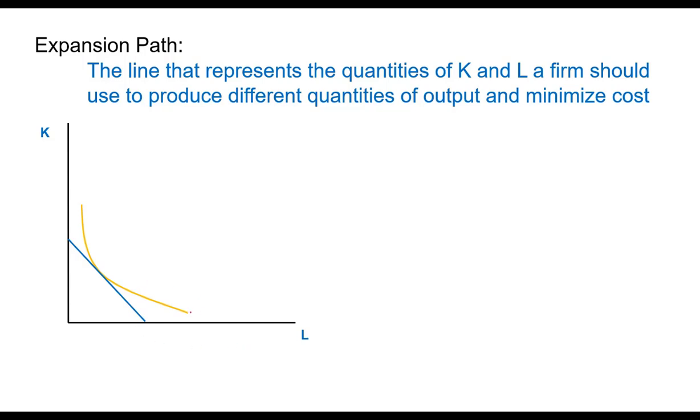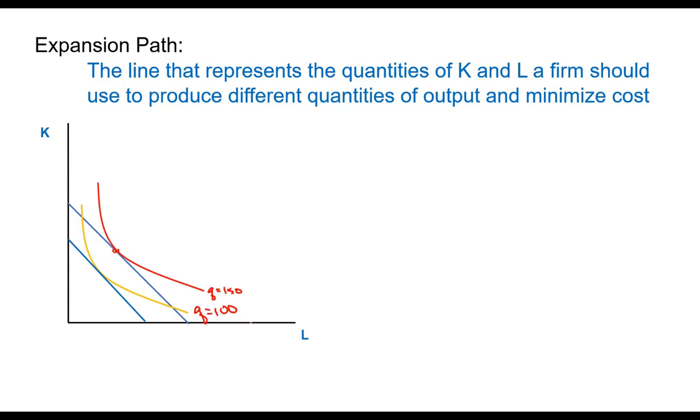So if we have this given output goal, let's say this is output equals 100, the firm would optimize by choosing the point where those two lines are just tangent to each other. What if instead we had a higher output goal? Well, again, the firm would optimize by choosing the minimum cost that would allow them to produce that amount of output. Choose the point here for capital and labor that would minimize the cost. Let's say this is a quantity of 150.